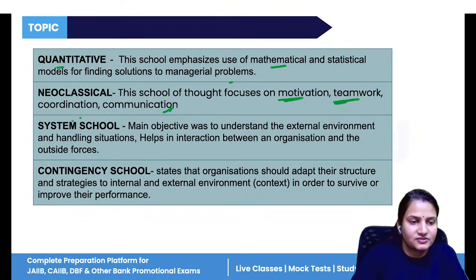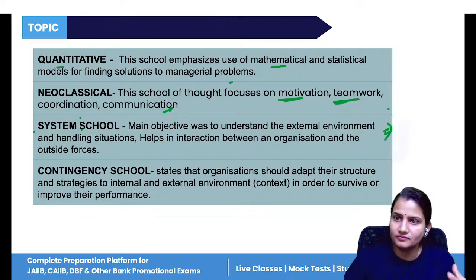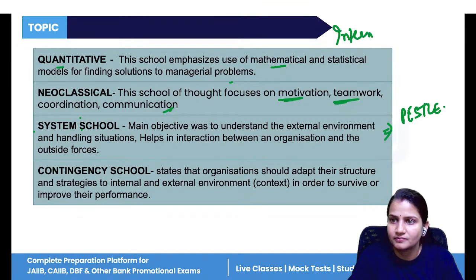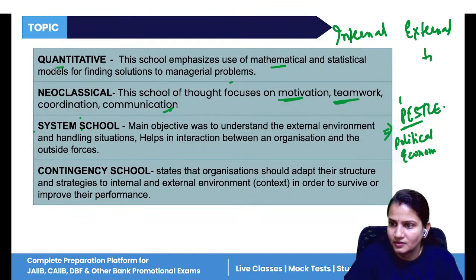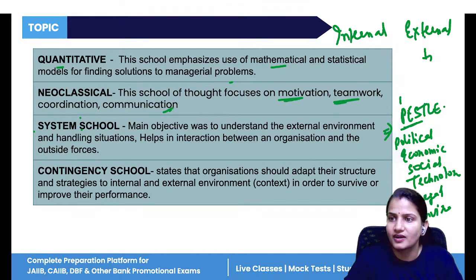Now, system school of management says that the main objective is to understand the PESTLE. What is PESTLE? PESTLE comes under external. We know that there are two types of environment. One is internal and one is external environment. In the external environment, we focus on PESTLE. That is political, P stands for political, economic, social, technological, legal, and environmental.